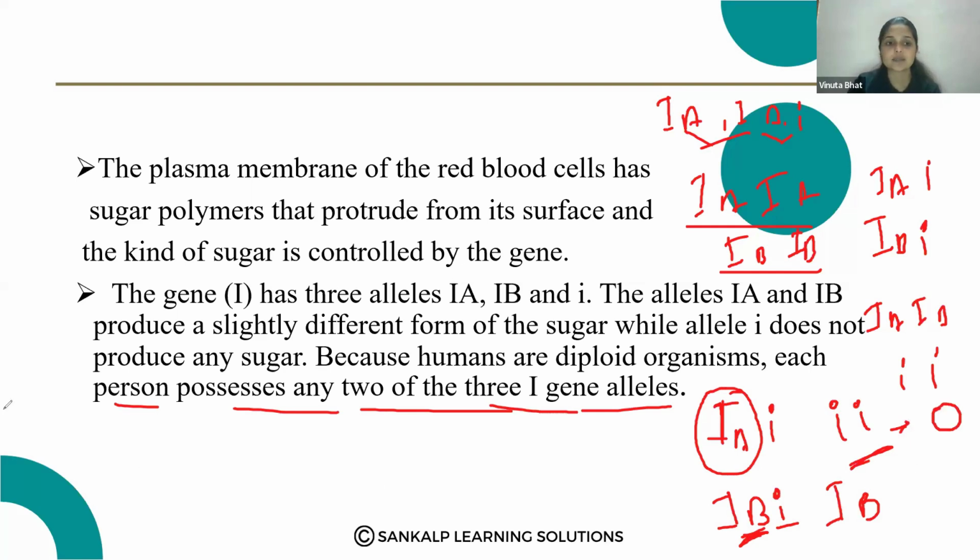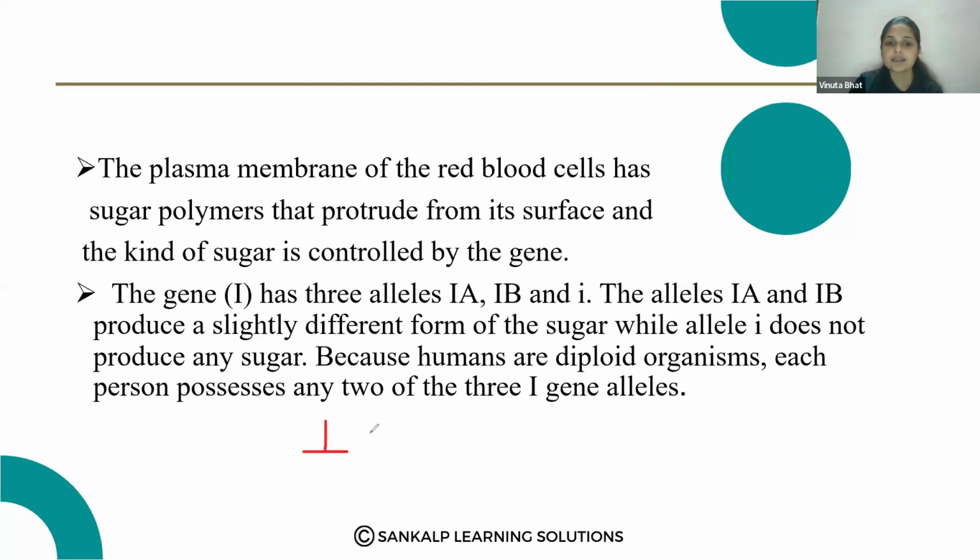So in case IA is there, and IB also is there, the blood group type is AB, because here IA is also expressed and IB is also expressed.